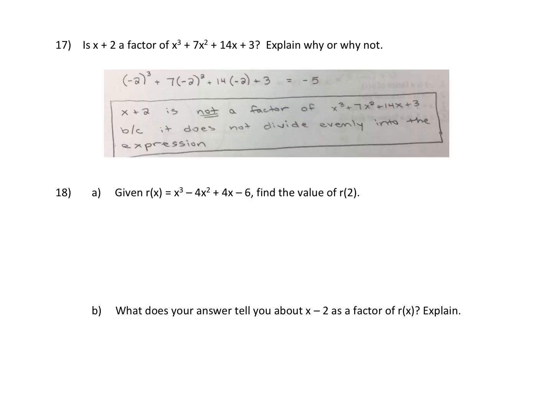Okay, so when we substitute all these x's with negative 2, we determine what this is equal to. It's equal to negative 5. So this negative 5 would be our remainder if we had done long division. So if there's a remainder, it means that x plus 2 is not a factor. So you can say x plus 2 is not a factor of the given expression because it does not divide evenly into the expression. You could also say x plus 2 is not a factor because there is a remainder.